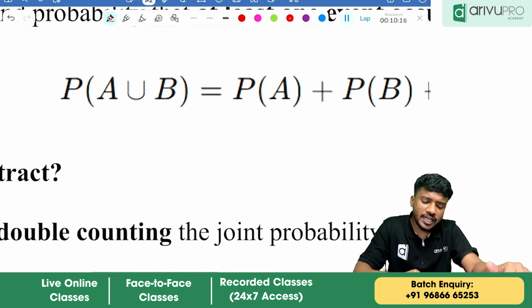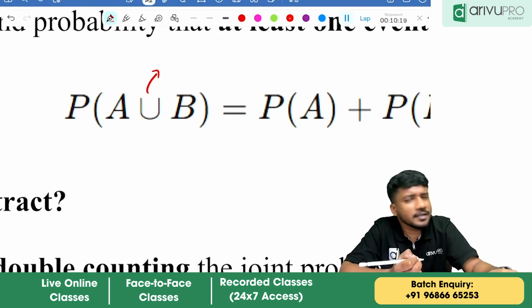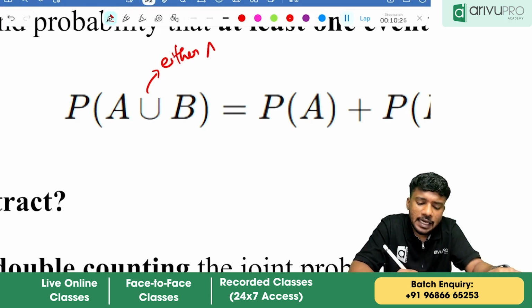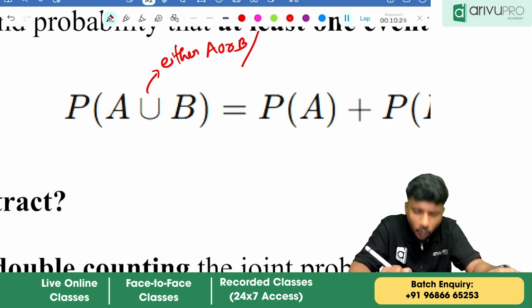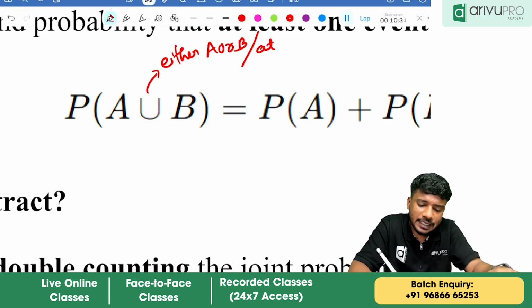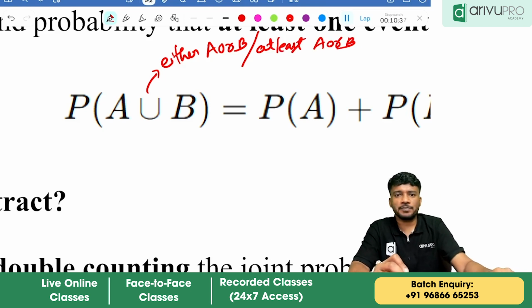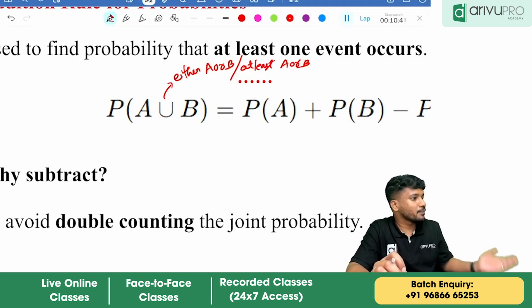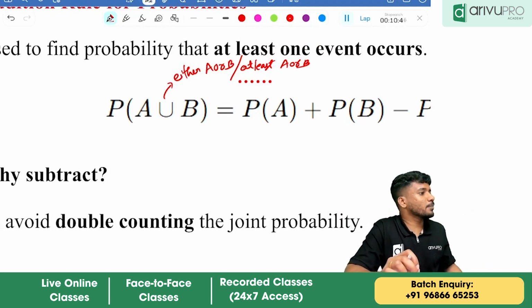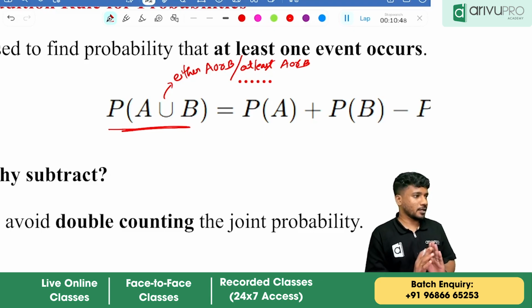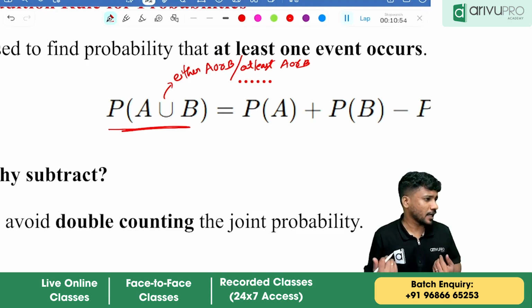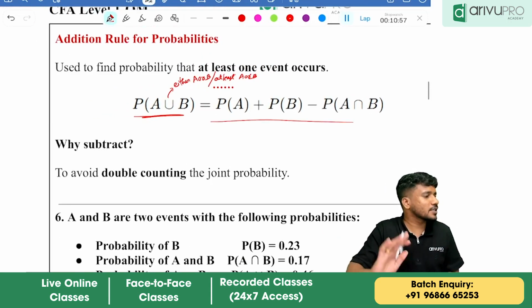Now, whenever you see this union sign, that means they are asking either A or B, or the question can be like at least A or B. Whenever they ask what is the probability of occurrence of either event A or event B, you will find P of A union B. What if the question asks for the probability of occurrence of at least event A? At least event A also, we will use this particular formula.